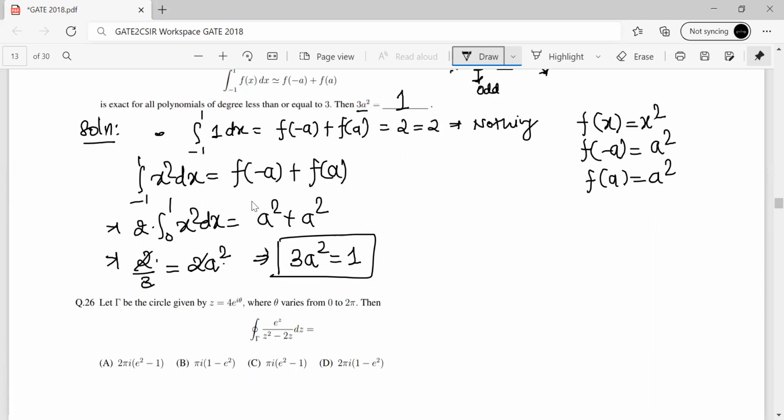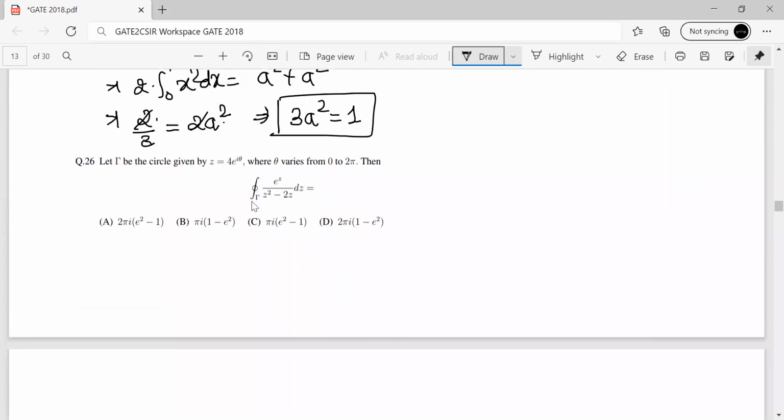Okay, so it is solved. And now let's solve this one. So you have gamma be a circle given by z equal to 4 times e power i theta. So this 4 represents the radius of that circle, which is 4, and theta is from 0 to 2 pi, and we need to find out what is the value of this integral.